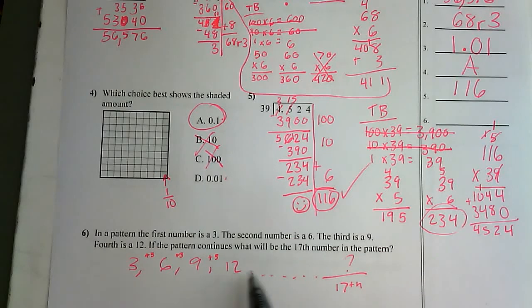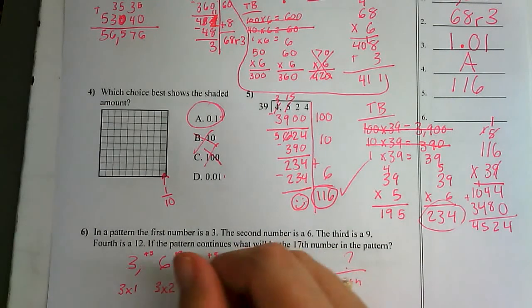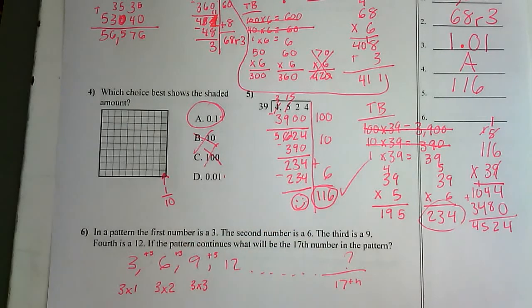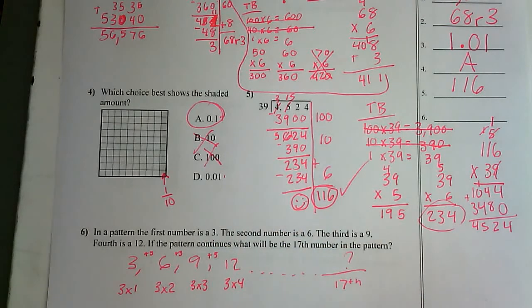So I could just keep adding 3 until I get to the 17th number, but that seems like it would take a long time. What do we know about repeated addition? Repeated addition is the same thing as multiplication. So look here. This is 3 times 1. 6 is 3 times 2. It's my second number. 9 is 3 times 3. It's my third number. 12 is 3 times 4. It's my fourth number.